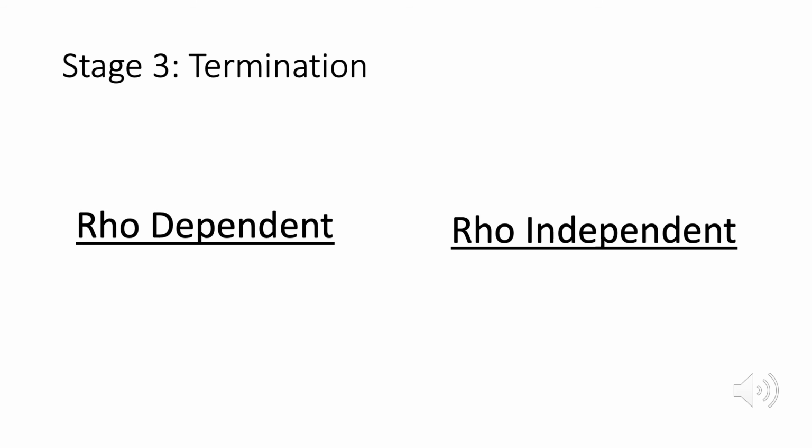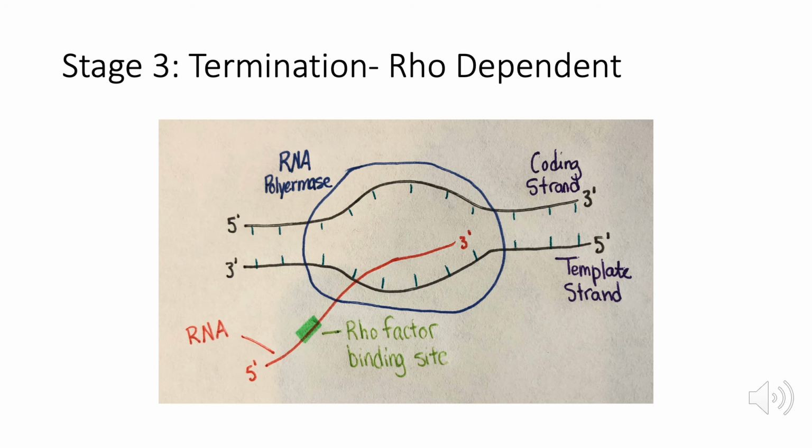The last stage of transcription is termination, which can occur in two different ways, Rho-dependent and Rho-independent. In the Rho-dependent termination, a protein called the Rho factor binds to the RNA sequence and moves towards the 3' end of the RNA. Once the Rho factor reaches the 3' end of the RNA, it uses a helicase enzyme to separate or unwind the DNA and the RNA's connection, causing termination.